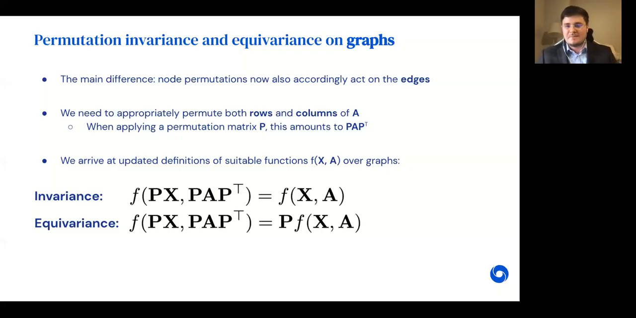And this just gives you updated versions of the invariance and equivariance rules for graph structured inputs, just as before. So now our function takes in node features as well as an adjacency. And if I were to permute the inputs and the adjacency appropriately, for invariance, it doesn't matter if I did it before or after. And for equivariance, I'll still be able to identify all the node features regardless of whether I've done it before or after.